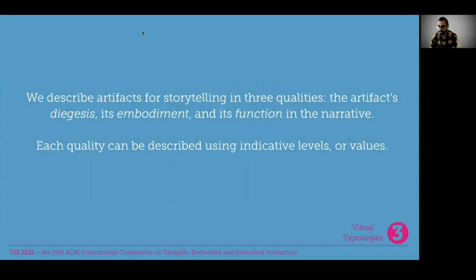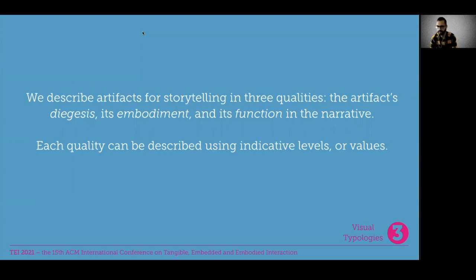These artifacts can be described in three qualities. First, the artifact's diegesis. Second, the artifact's embodiment. And third, the artifact's function in the narrative. Each quality can be described using different indicative levels or values.